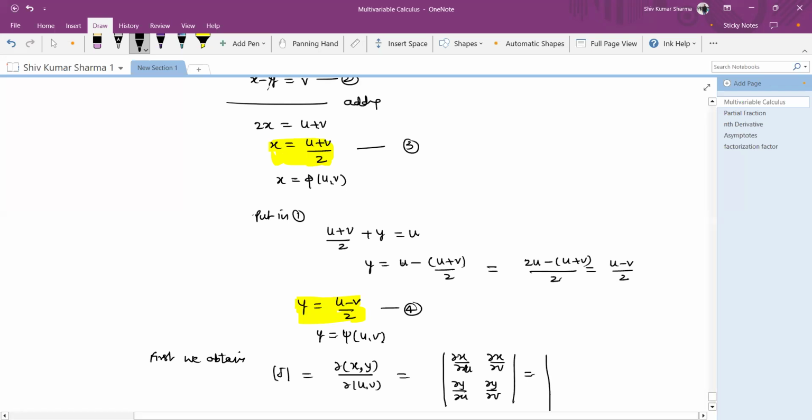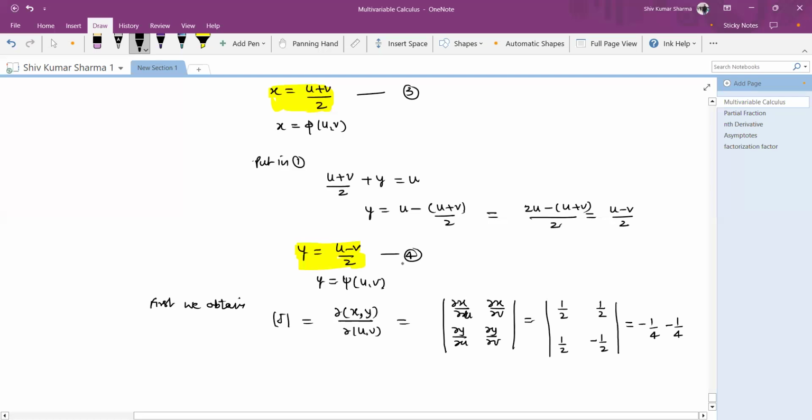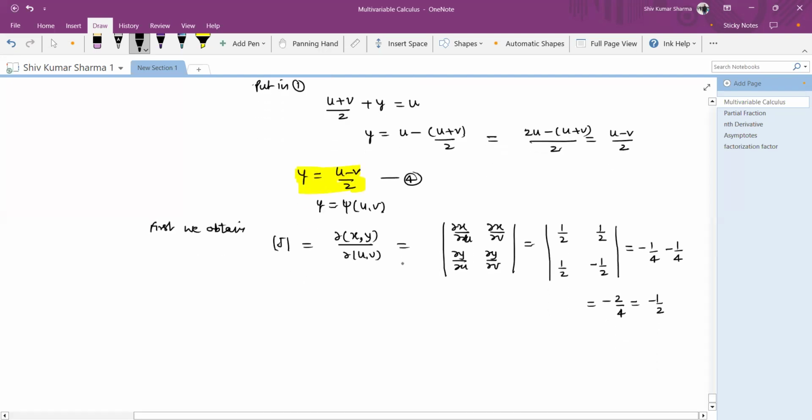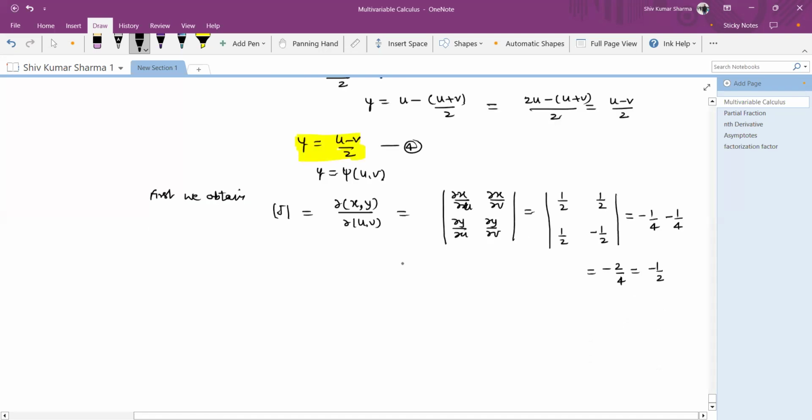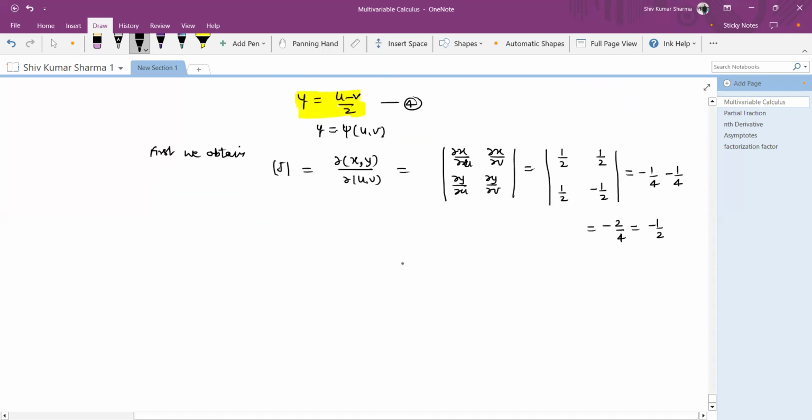So del x upon del u gives us 1 by 2. Del x upon del v gives us 1 by 2. Del y upon del u gives us 1 by 2. And del y upon del v gives us minus 1 by 2. When we solve this determinant, this gives us minus 1 by 4 minus 1 by 4, which is minus 2 by 4, meaning minus 1 by 2. So the value of the Jacobian is minus 1 by 2. Now, after evaluating the Jacobian, we move to the question.